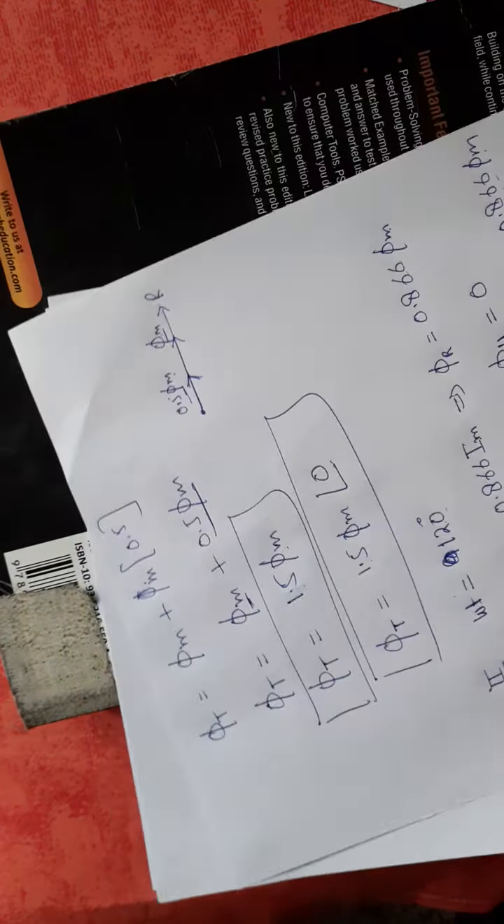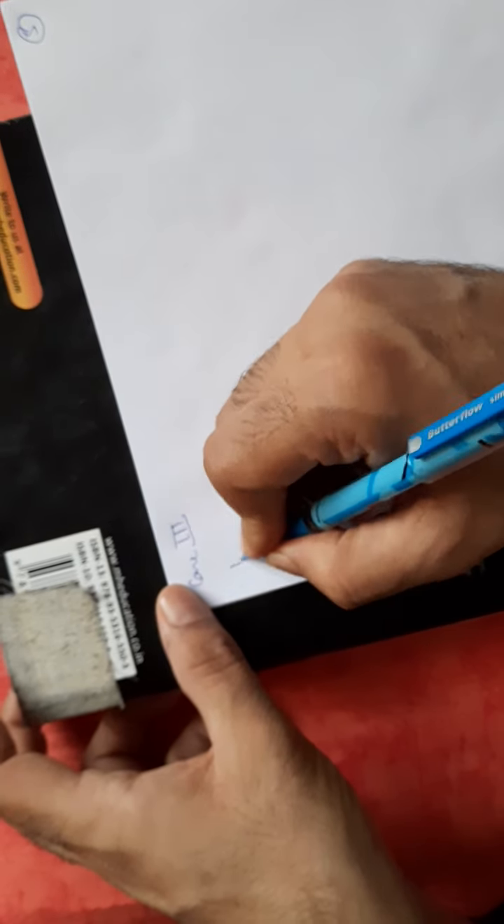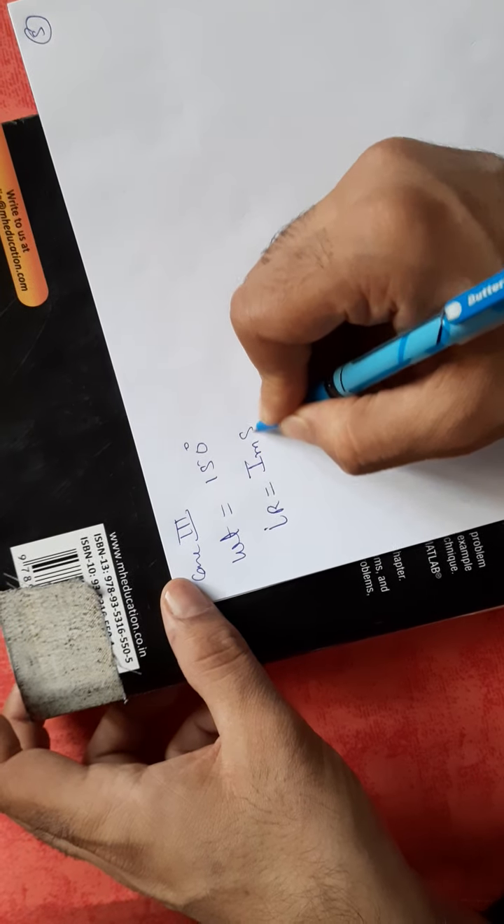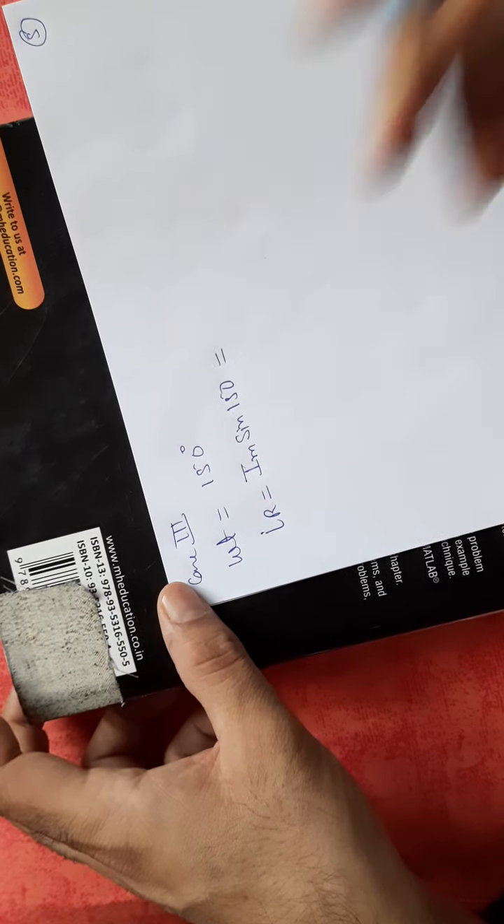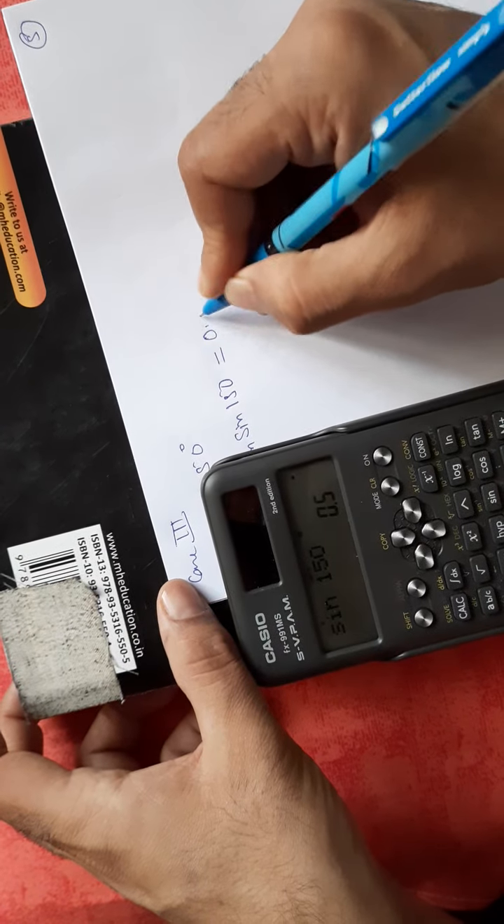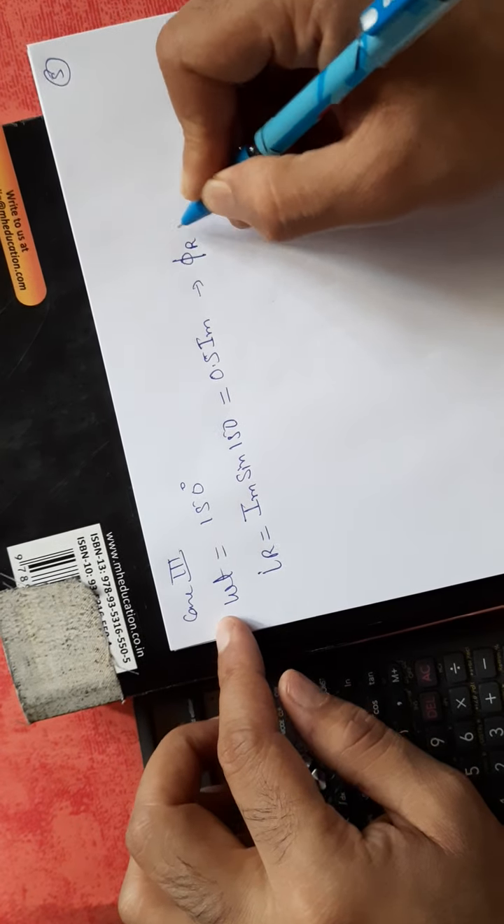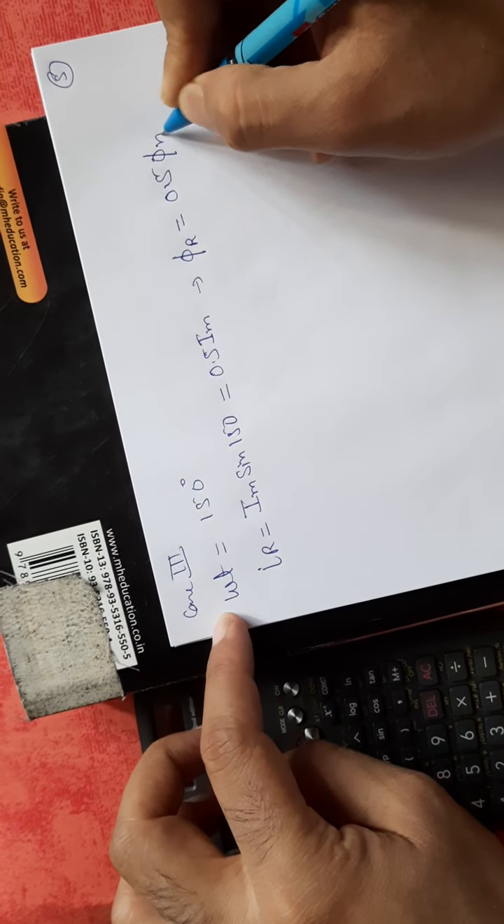So next, check the third case, when omega t is equal to 150 degrees. This was page number 3, page number 4. It is easy, but a bit lengthy. Page number 5. Case 3, when omega t was equal to 150 degrees. So IR is nothing but Im sine 150, which is equal to 0.5 I max. Corresponding to this current, I will get the flux phi R equal to 0.5 phi max.